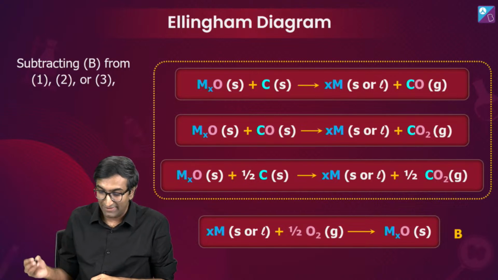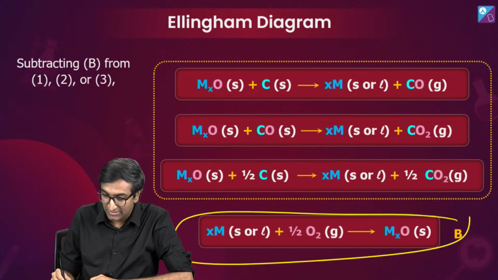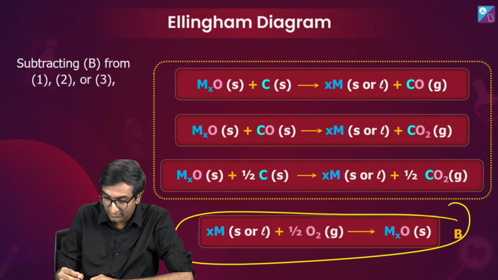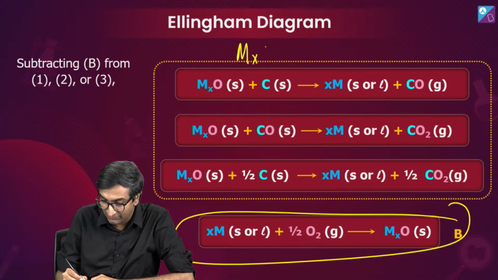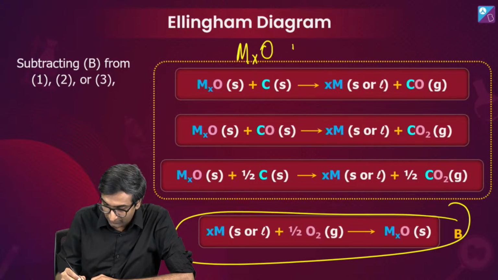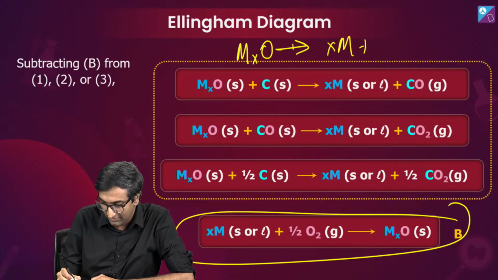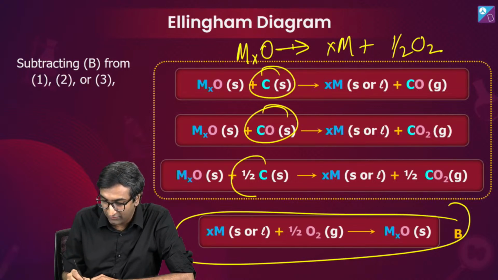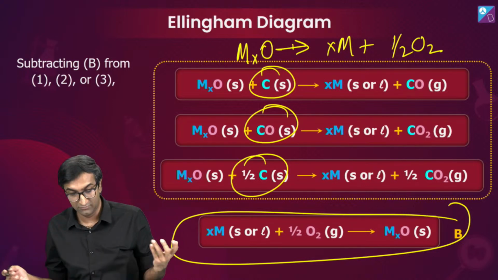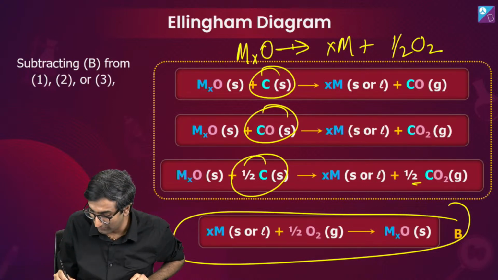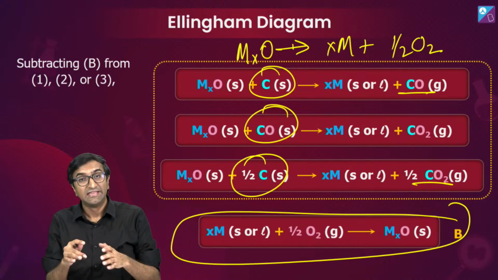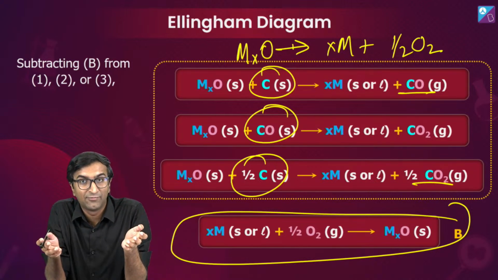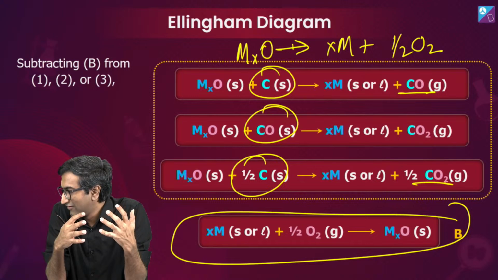So what I will do is कि ये जो expression है, इसको I reverse, right? When I reverse this, this becomes MxO gives me xM plus half O2 or whatever that is. That basically happens when it reacts with either carbon or carbon monoxide. In one way you get CO2 and one way you could get CO. ये सब reaction आपको देखने को मिलेंगे blast furnace में. I'm just mentally preparing you for that when it happens.